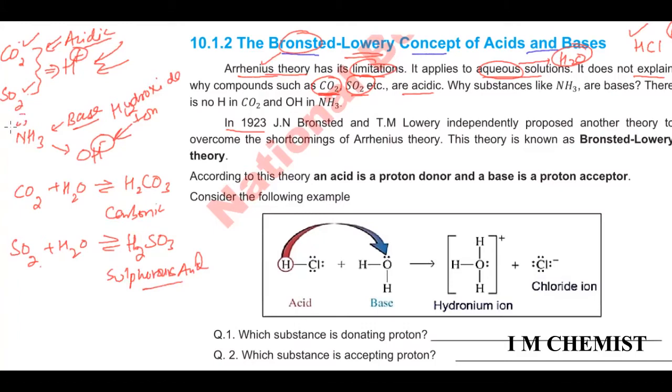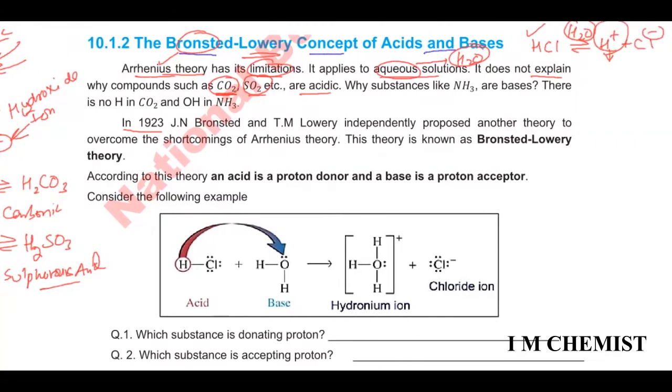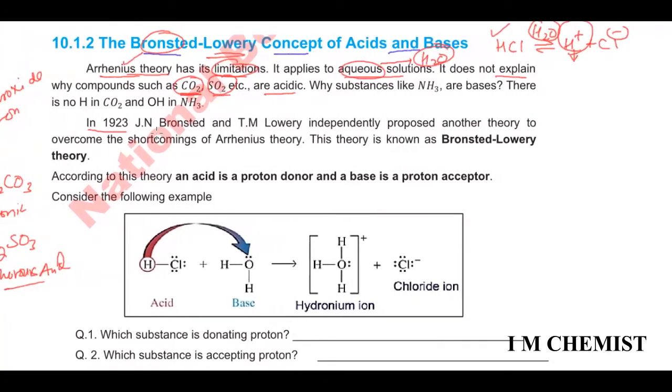Same is the case with ammonia. Ammonia act as a base. Why it act as a base? Because of the presence of this lone pair of electron, it can accept a proton, that we will discuss in this concept. In 1923, G. N. Lewis and Bronsted and T. M. Lowry independently proposed another theory to overcome the shortcoming of Arrhenius theory.